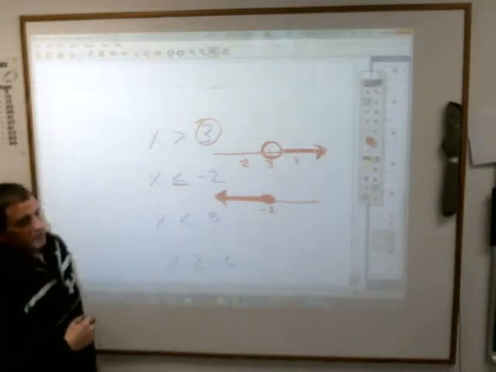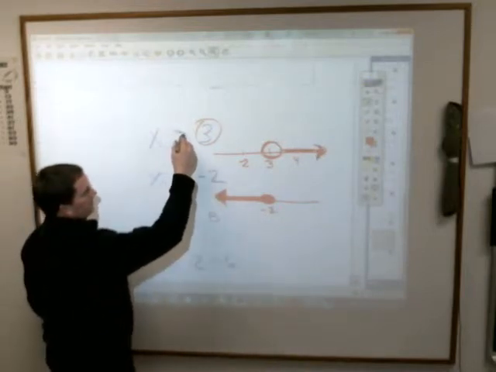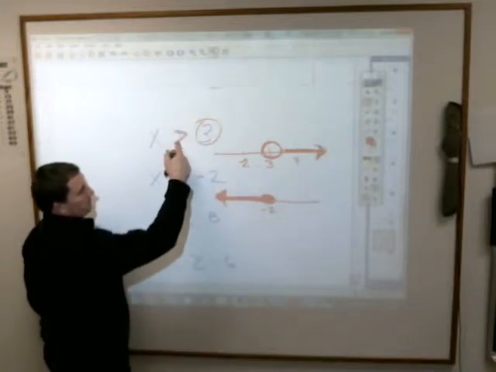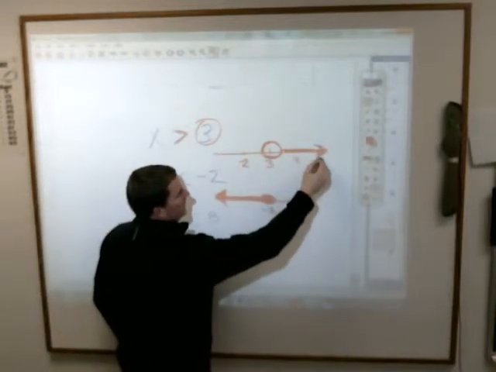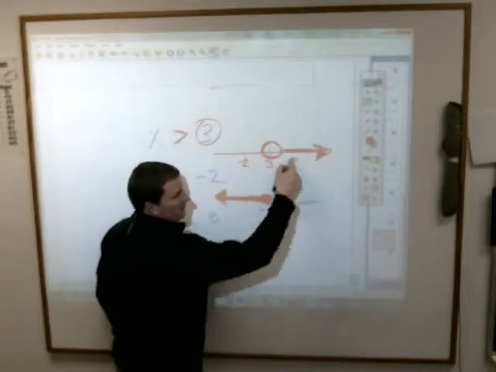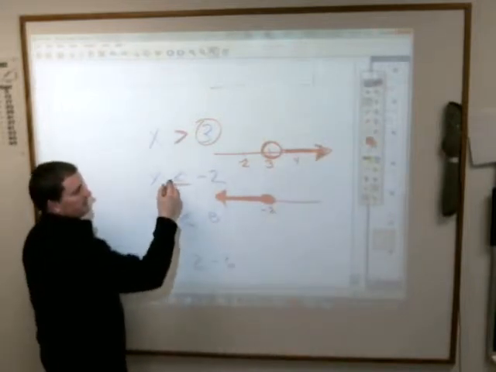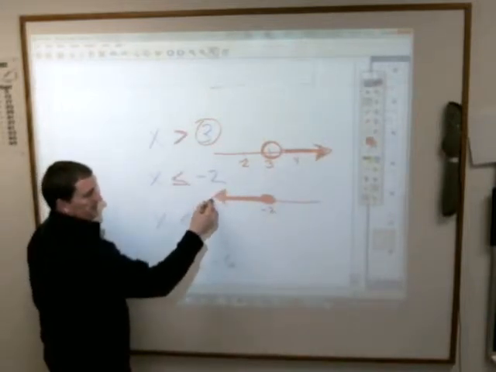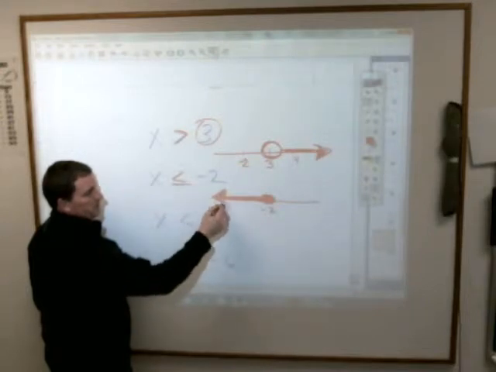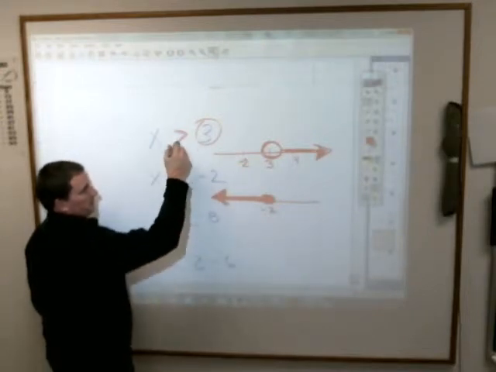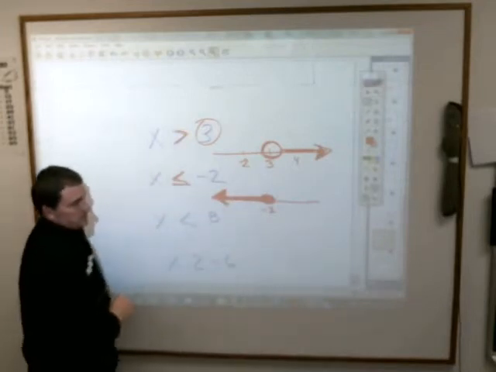If you take a look-see here, see this symbol right here? It goes the same way as the arrow that you draw for the line. If it's less than, your arrow is going to be on this side. Look at kind of the same shape. Less than, greater than, greater than.